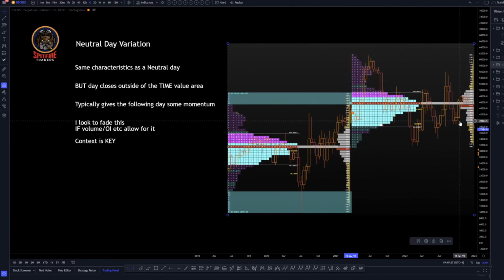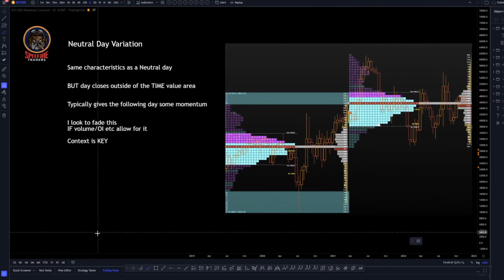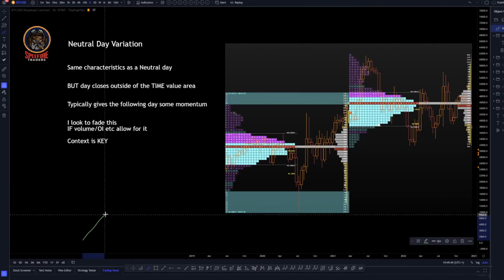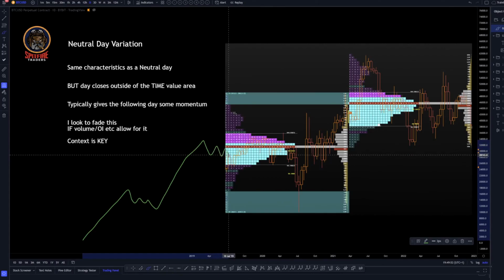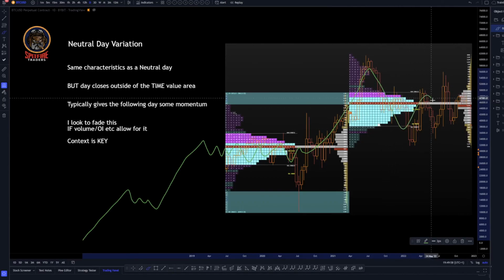We may form a new range up here, but this little open up here outside of yesterday's value area, ideally I'd be looking to fade that move. So whether that's moving up or moving down, I'd be looking to fade it. If however this is on the back of, so for example the past few days we've been pushing up, ranging, pushing up, and then we see this range.